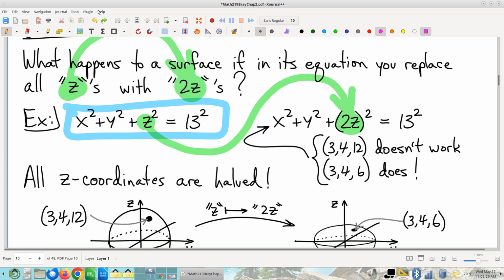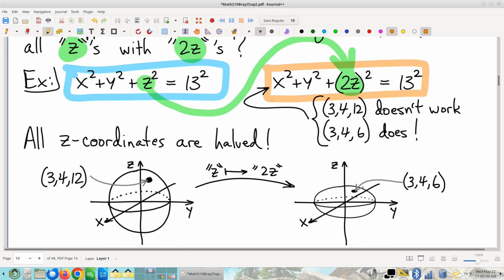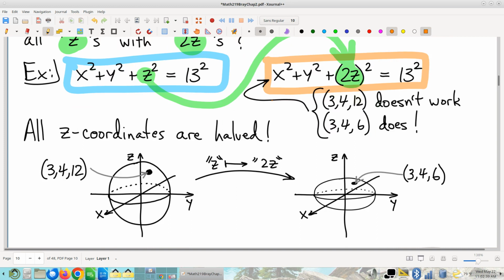Okay, so notice, of course, what that does is it turns one equation into a different equation. And here's the big question. If I know what the blue surface looks like, keeping in mind what this replacement was, what does that tell me about what the orange surface looks like? Said differently, to the algebraic process of replacing z with 2z, what is the corresponding and resulting geometric effect? So we make an algebraic change, and I want to understand the geometric effect.